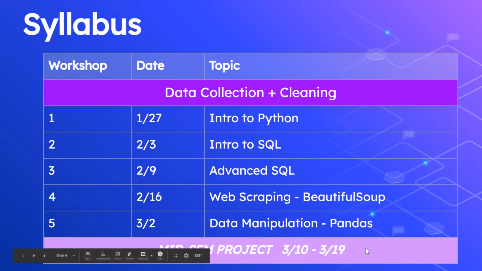And then we'll have a mid-semester project where you'll be able to apply everything you've learned up to the 5th workshop. And for this project, you can participate individually or work with a team of up to 3 people. And we will have signups for the project as it gets closer to the date. And yeah, the goal is to create something that's very useful to you and that you can analyze and communicate results with.